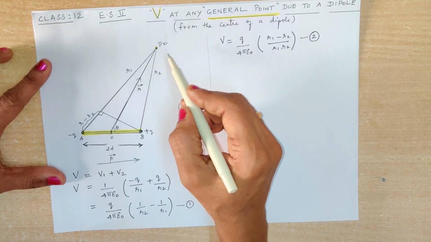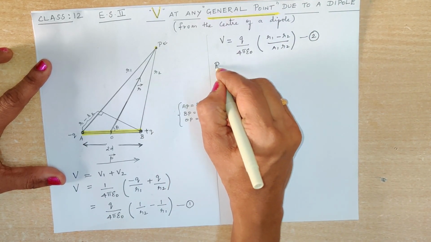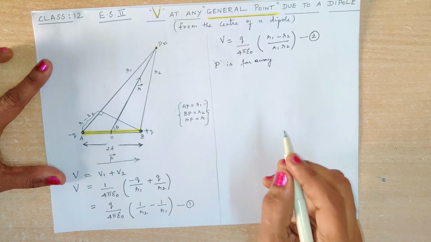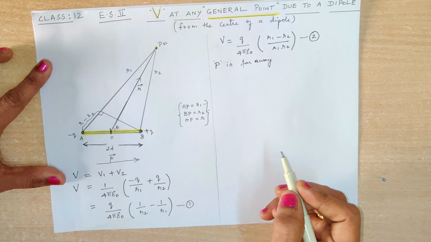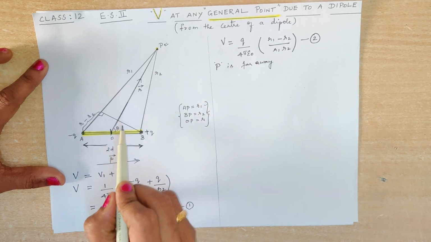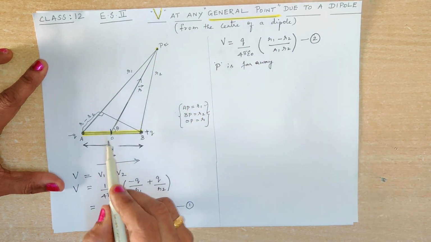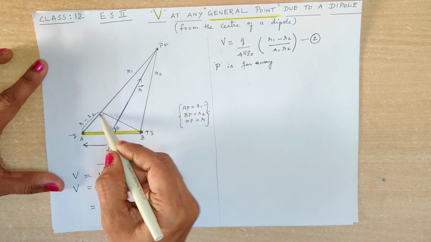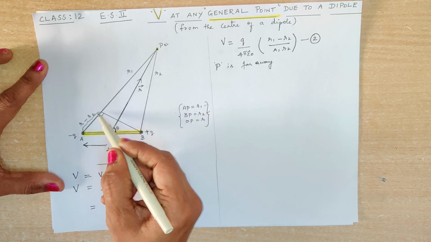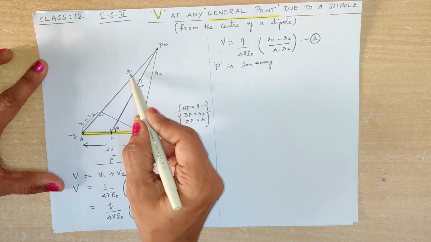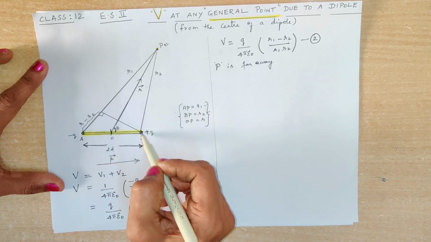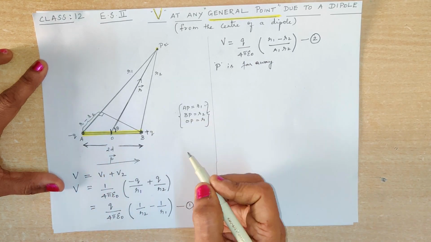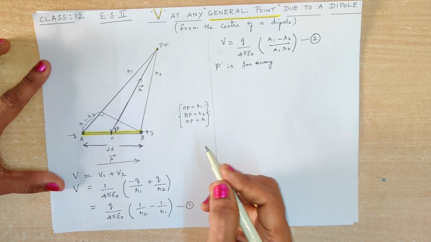Now consider when this point P is far away, much away from the center of the dipole. We have to consider this case also. Look at this, it's very far. If we assume this, then with respect to the cos angle we can find the distance to a small extent wherever it is possible. Therefore, we consider the distances R1 and R2 nearly equal, and then the difference is R1 minus R2.